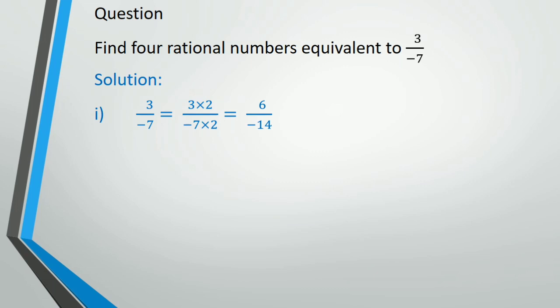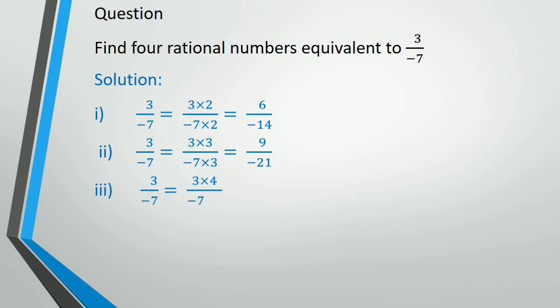For the next equivalent rational number, we can multiply 3 by minus 7 with 3 on numerator and denominator. That is, 3 into 3 by minus 7 into 3 equal to 9 by minus 21. Now, by multiplying both numerator and denominator by 4, we get 3 into 4 divided by minus 7 into 4. That is equal to 12 by minus 28.